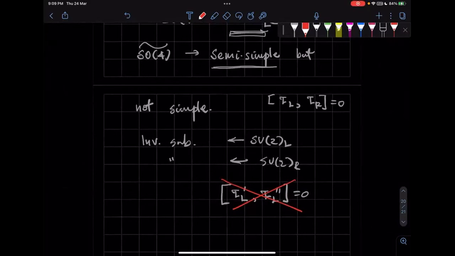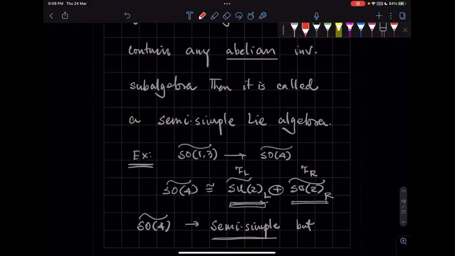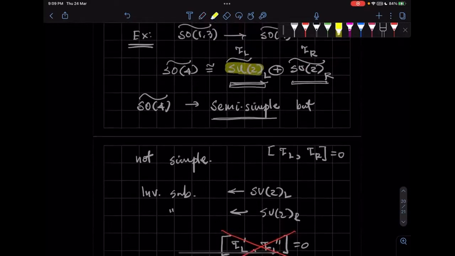Yes. So where does this U1 part come in? There is no U1 here. That's what I'm saying. There is no U1 or abelian invariant subalgebra. Because there is no abelian invariant subalgebra, that's why it's semi-simple. But there are two non-abelian invariant subalgebras. This one is a non-abelian invariant subalgebra, and this one is another. And because of that, it is not simple. So SO4 is an example of a Lie algebra which is semi-simple but not simple. So we can have semi-simple Lie algebras which are not simple, but simple Lie algebras are semi-simple. Because SU2 is simple.